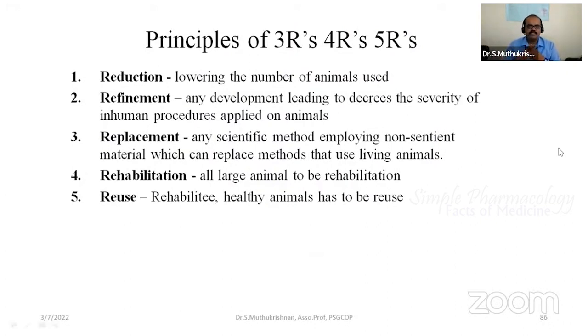whenever you go for animal studies, you have to follow the 3Rs principle, or 4Rs or 5Rs. What are these? Reduction, meaning you reduce the number of animals; refinement; or replacement of the animals. And if the animal is not sacrificed, then rehabilitation: rehabilitated animals may be allowed to be reused. So you have to follow the 3Rs, 4Rs or 5Rs principle.